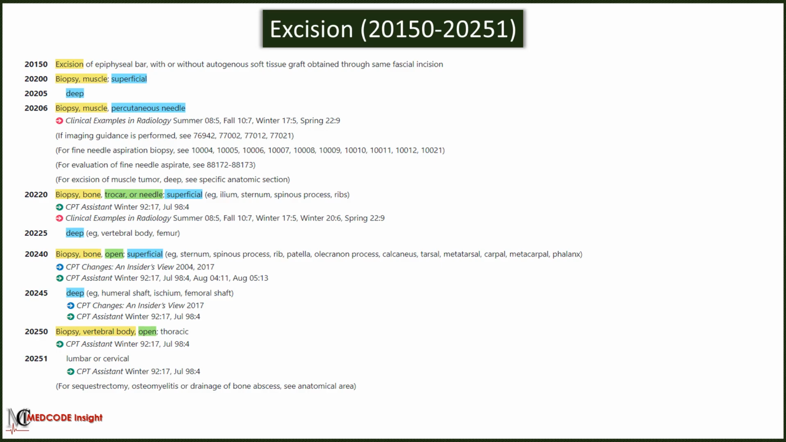Excision codes 20150 to 20251 mainly include biopsy codes. The important thing to note here is how the biopsy is performed, whether it is done through a trocar or needle, or an open procedure, to obtain a sample of tissue which may be either superficial or from deep tissues, muscle, bone, or vertebral body in order to further analyze a suspected medical condition or infection.